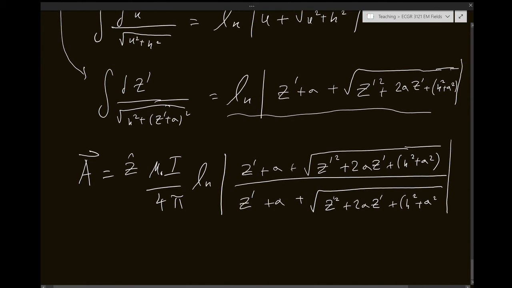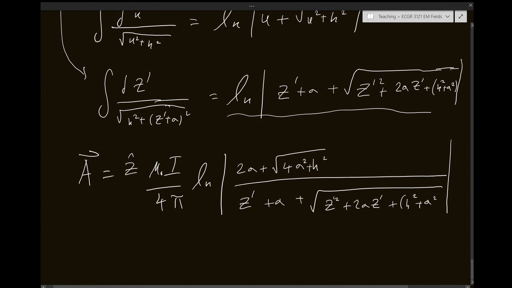Okay, so here in the numerator, I want to substitute the first limit, the top limit, which is a. So this is going to be z prime is a. A plus a is 2a. Right? So this is going to be a squared plus 2a times a, 2a squared. Right, this is going to give me 3a squared plus another a squared here. So this is going to give me 4a squared plus h squared. Right, so this is going to be 2a plus the square root of 4a squared plus h squared. Okay, so that's the numerator.